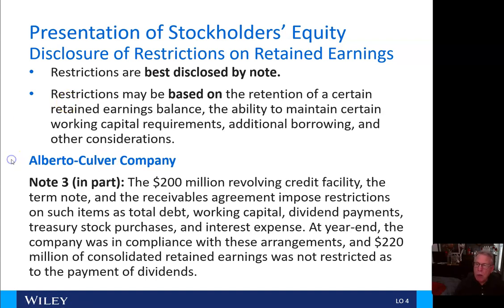So here's Alberto Culver Company, and its note here says they have a $200 million revolving credit facility. The revolver, the term note, and the receivables agreement imposed restrictions on such items as total debt, working capital, dividend payments, treasury stock purchases, and interest expense. At year end, the company was in compliance with these arrangements, and $220 million of consolidated retained earnings was not restricted as to the payment of dividends.